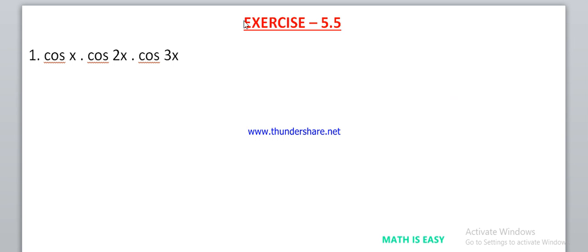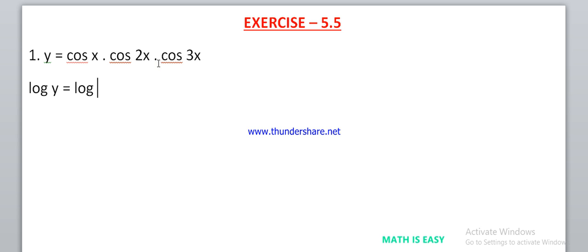So we are going to start exercise 5.5 and we will discuss some questions from this exercise. We already introduced the logarithmic method, how to use it. So what I do is, whatever is given, the given question, let y equals to this one. When I apply log on both the sides, you are going to get log y is equals to, so here you have cos x into cos 2x into cos 3x.